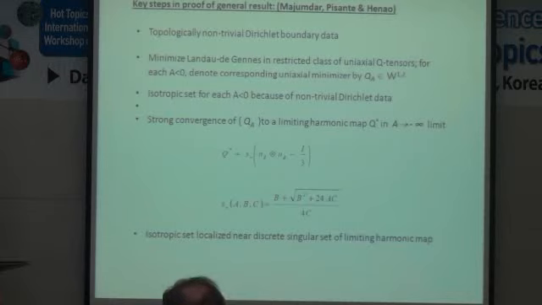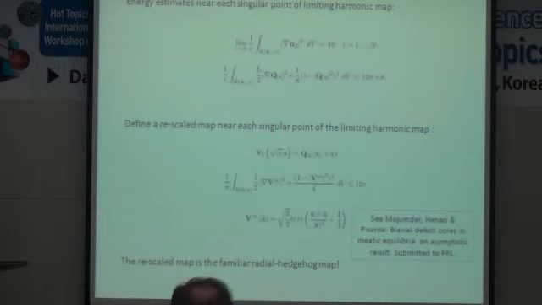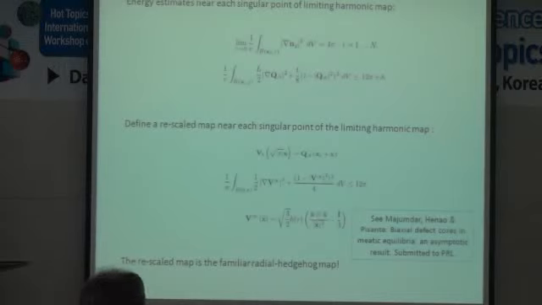You blow up each defect, and when you blow up each defect, you can again define a rescaled map. So again we are restricting ourselves to this constrained minimization problem. We know where the defects are in terms of some abstract limiting harmonic map. We look at each defect separately. We define a rescaled map, which is exactly what we did for the model problem, and then we use the same division trick to prove that the constrained minimizer locally near each defect will be precisely, modulo a rotation obviously, the radial Hedgehog solution.